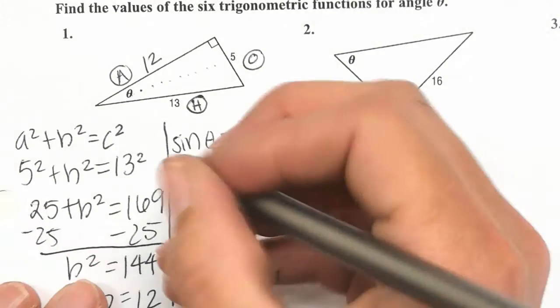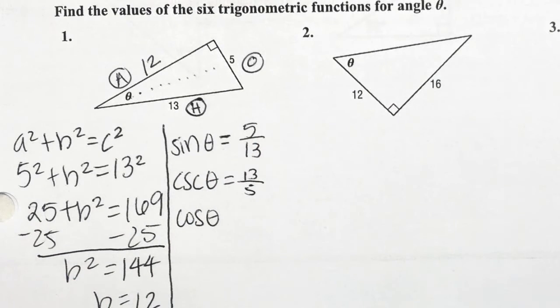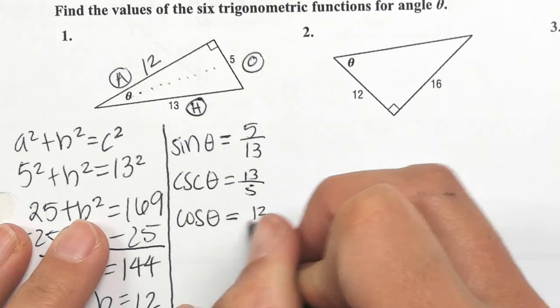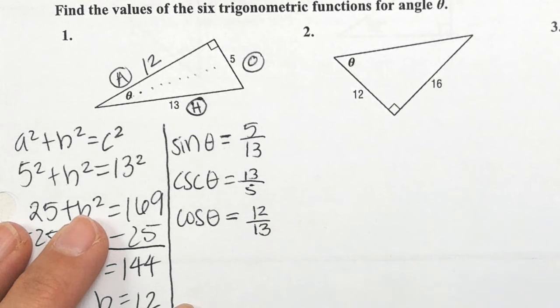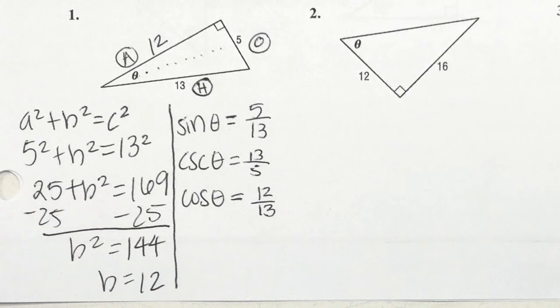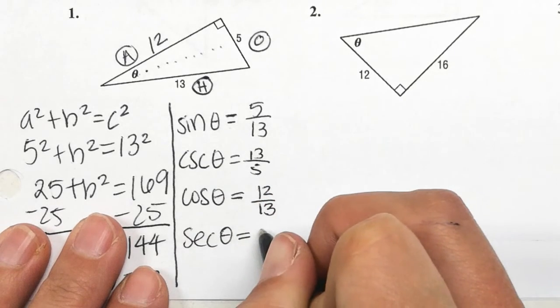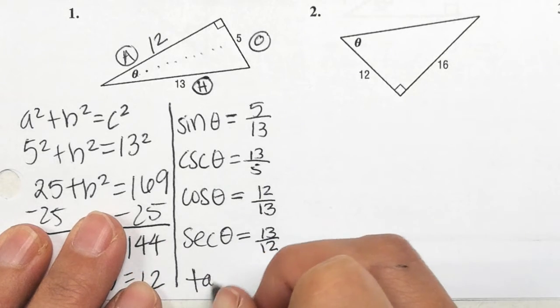Alright, now let's talk about cosine theta. Cosine, so in SOHCAHTOA, CAH, that's adjacent over hypotenuse. What's adjacent in this one? 12 over 13. Very good. And who is cosine's boyfriend? Which is secant. And it'll be what? Very good. Just swap them.